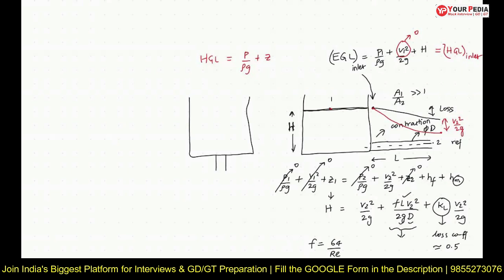Next, now tell us some of the assumptions of Bernoulli's theorem, Bernoulli's equation. One of the assumptions is that it is applicable only for steady flows, incompressible flows, and only along the streamline, and it is applicable only for inviscid fluid, which means the viscous effects are negligible.